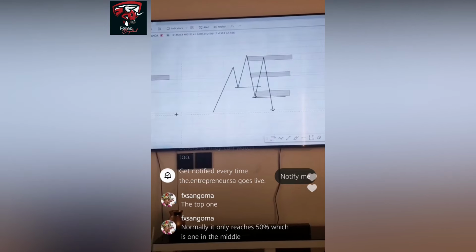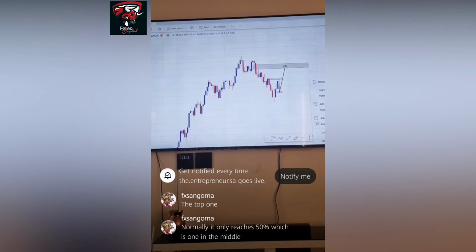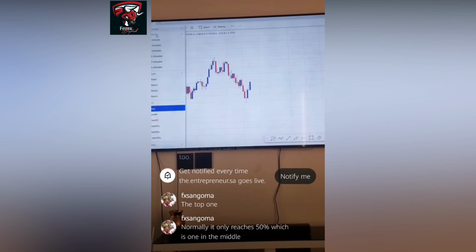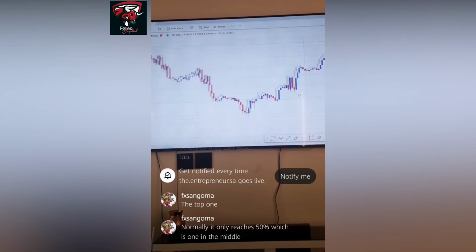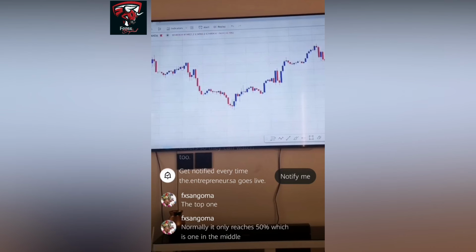So remember, someone's asking me, how do I spot the extreme imbalance? Every chart has an extreme imbalance. It's just about understanding what is an extreme imbalance. So on a 1-hour time frame, I want to look at an extreme imbalance situation now. If we look over here, price fell and got momentum, but this was an extreme imbalance.